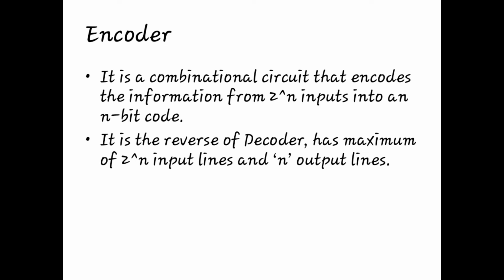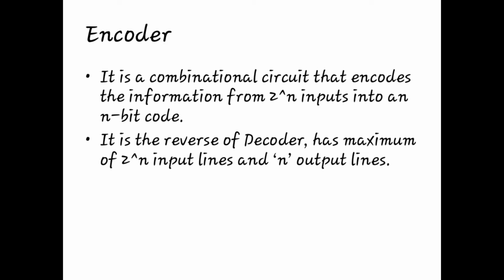It is basically a combinational circuit that encodes the information from 2 raised to power n input lines into an n-bit code. In other words, the information available over the input lines generates a code over n output lines. So that's why it is basically the reverse of a decoder in functioning.